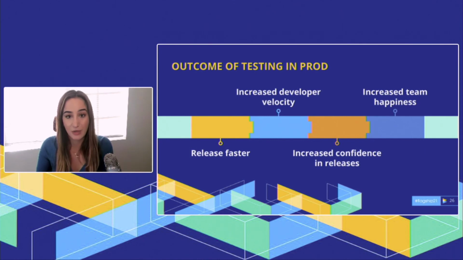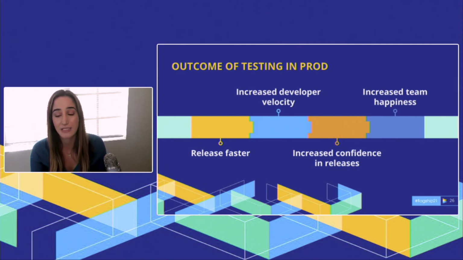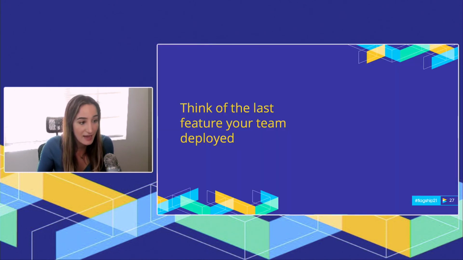And the outcome of testing in prod was really amazing. You're able to release faster because your release is just the press of a button and your features are released. You have increased developer velocity because your developers spend more time creating new features and less time fixing bugs. You also have an increased confidence in releases because you know your features are working in the environments that your features will live in, not a dummy environment. And all of this promotes a really great team culture, a really great team happiness level.